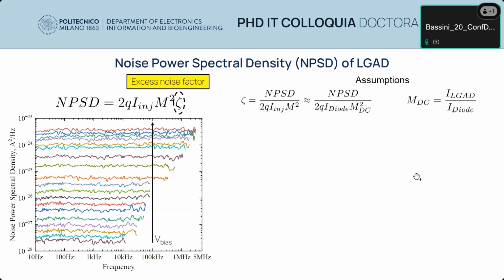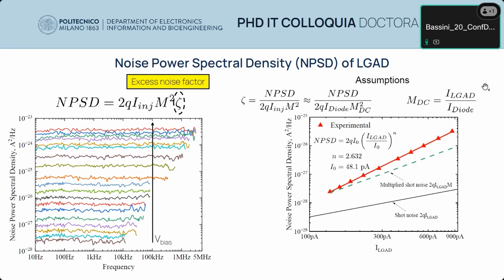To study the excess noise factor, we have to make some assumptions. The first assumption is that the injected current is the diode current, and the second assumption is that the DC gain can be calculated as the ratio between the LGAD and diode currents. In this case, we can draw this graph with the dependence of NPSD on the LGAD current. We can see the shot noise of the current measured at the same time as the noise parallel spectral density, then the multiplied shot noise, and the NPSD we measure, which is higher than the multiplied shot noise due to the excess noise factor. Additionally, we consider that the NPSD depends linearly on the LGAD current on a logarithmic scale.